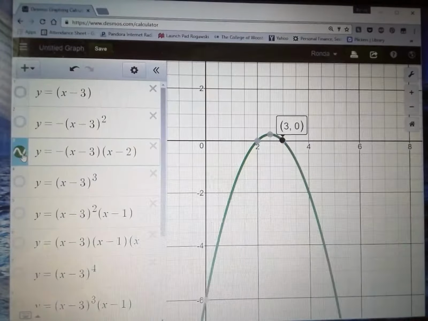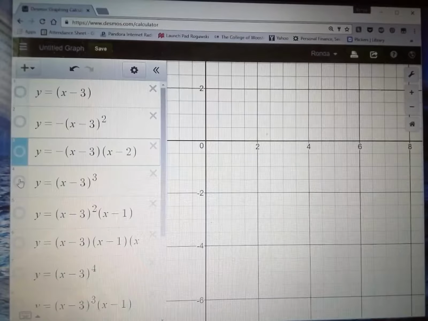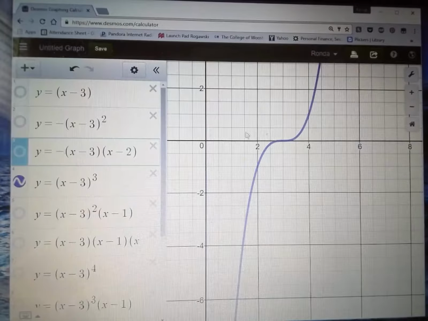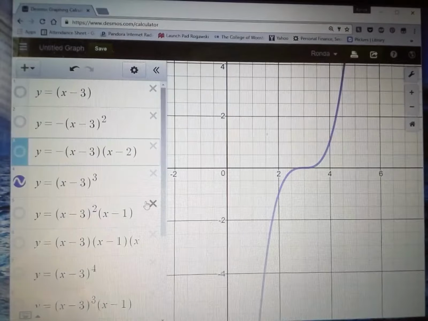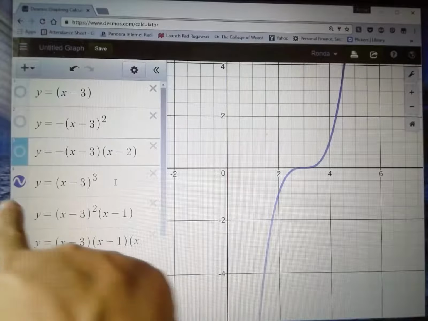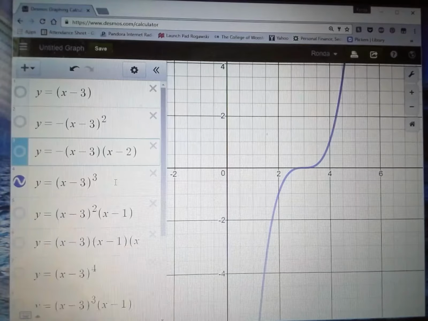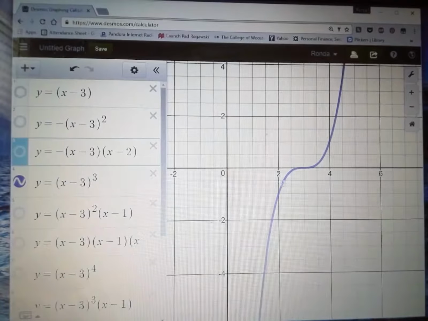All right, so let's look at another polynomial, and we've worked with this one before as well. This is an x cubed polynomial, right? You should know, before I even graph this, that this is the graph of x cubed shifted 3 to the right, because I have y equals (x minus 3) cubed here, right? I'm working with this one right here.